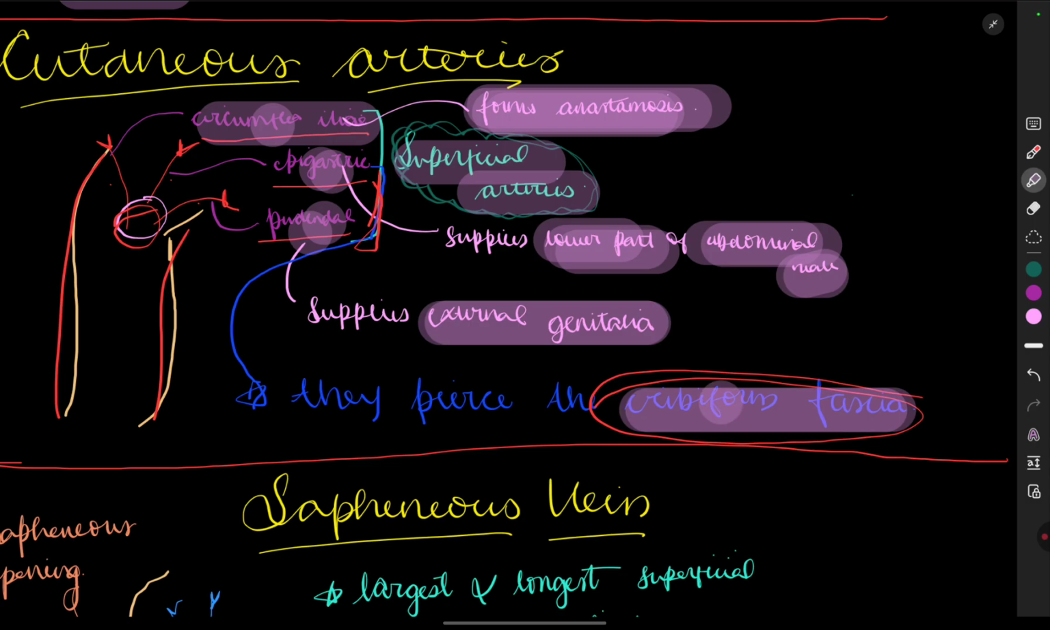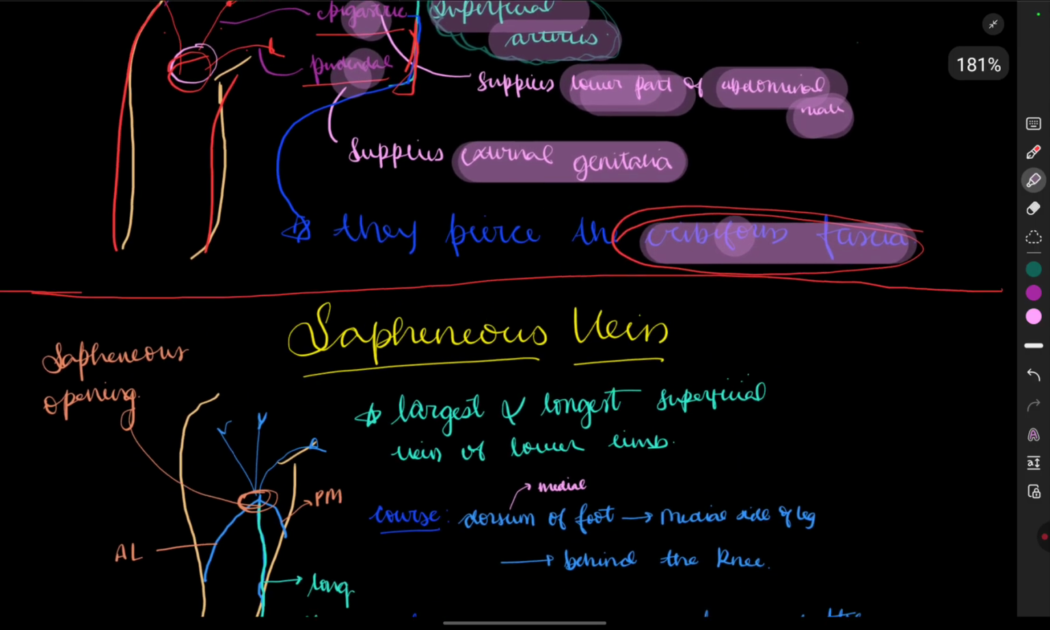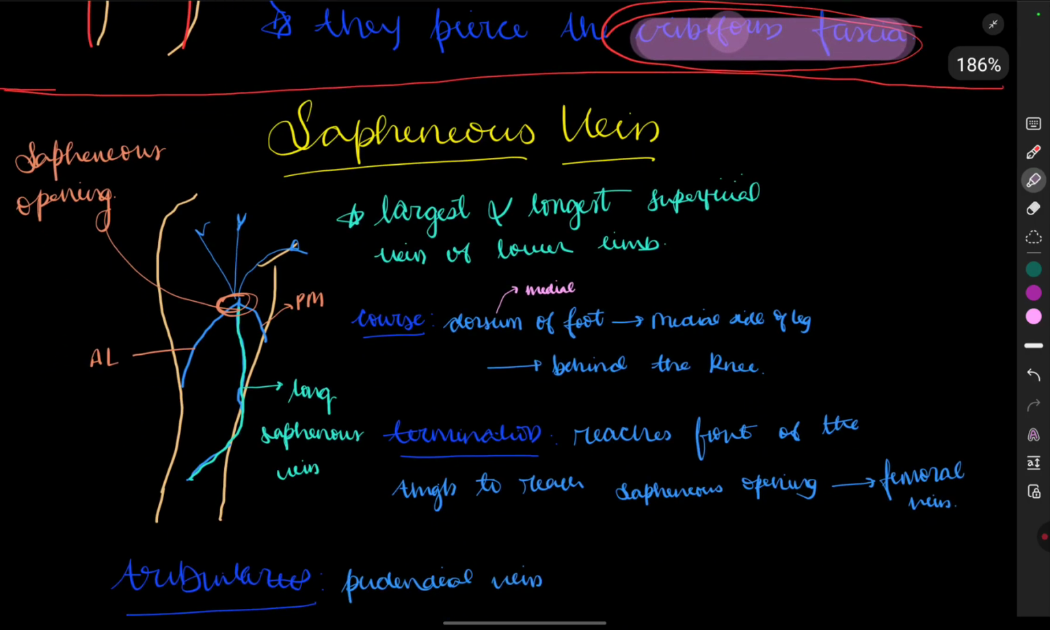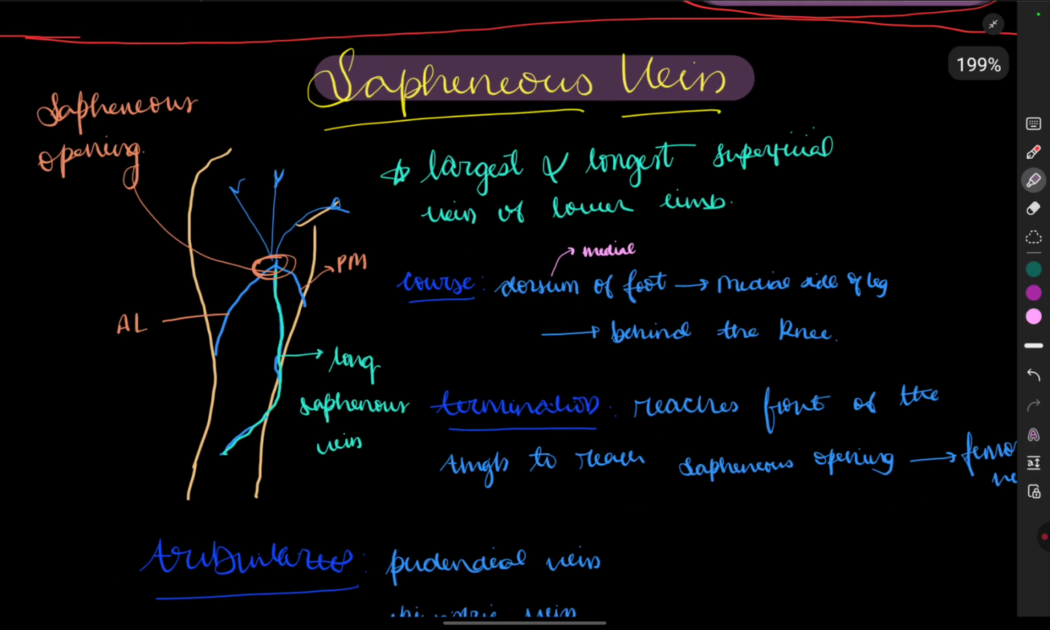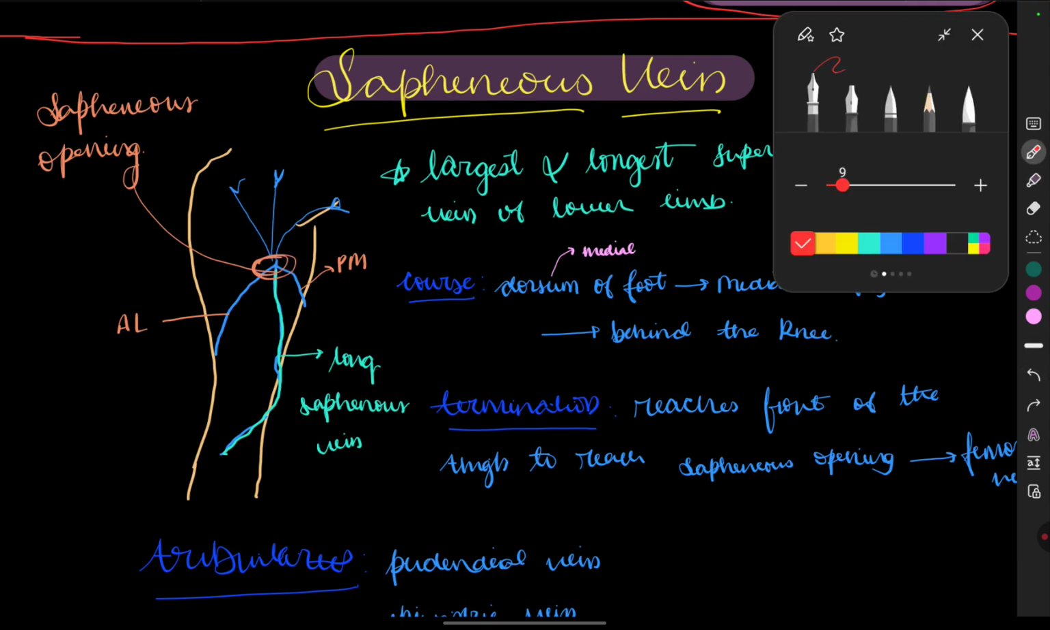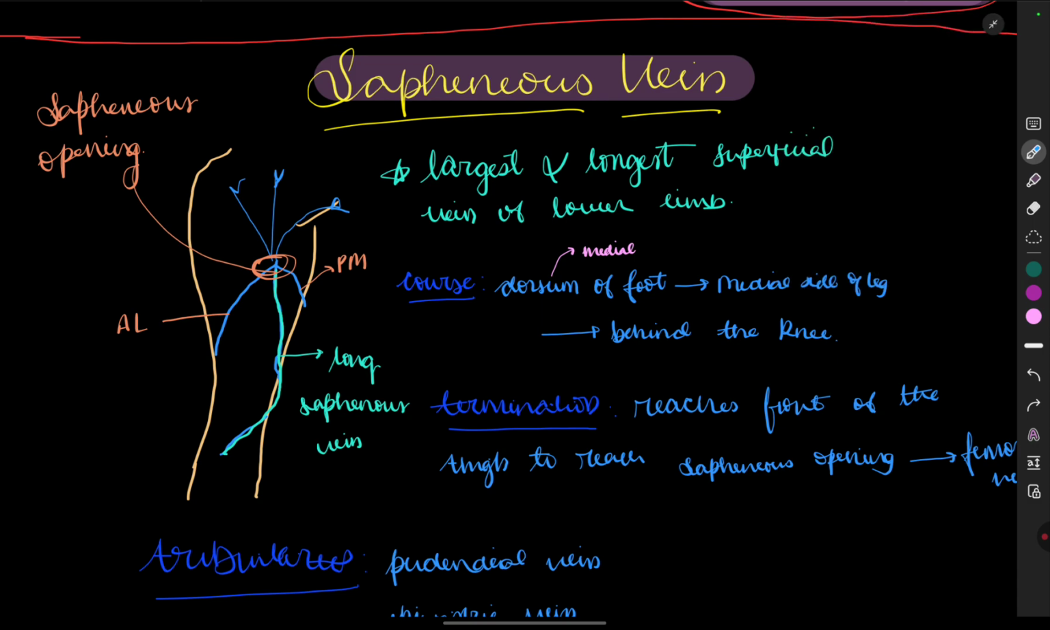Okay, so we are done with the arteries, we are done with the nerves. Now we are going to study the veins. So the greatest vein in the lower limb is the saphenous vein. Okay, it is the saphenous vein. All right, so this is the thigh, and this one that you see here is the saphenous opening, and the color that is in the light blue, as you can see, this one is the long saphenous vein. Okay, it is coming from the saphenous opening.